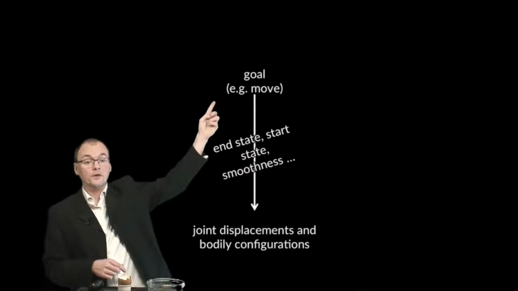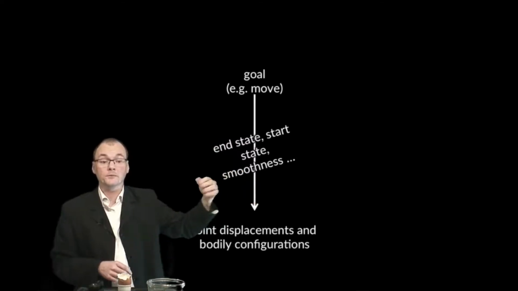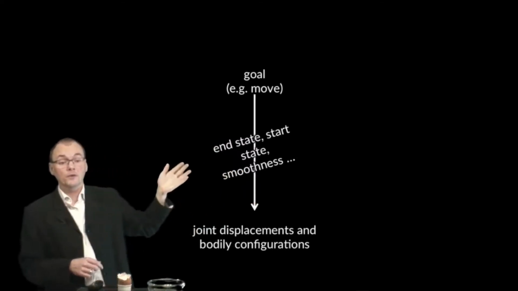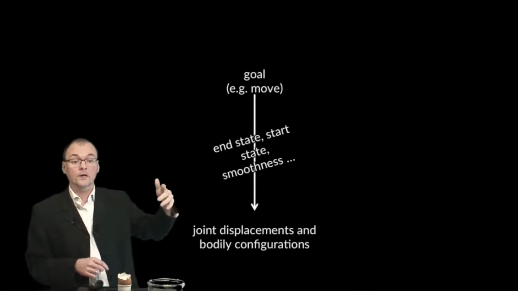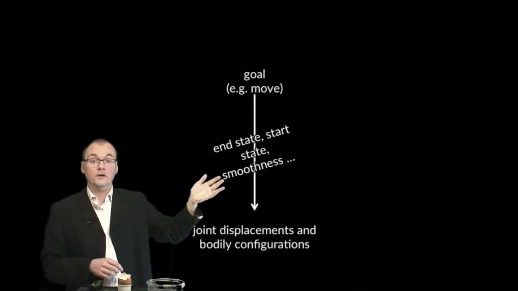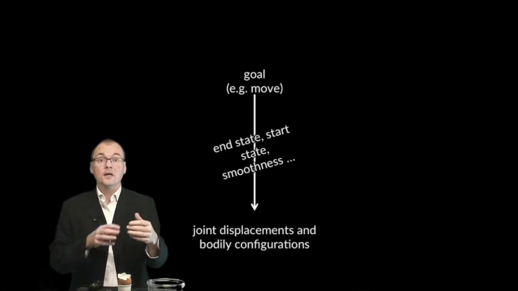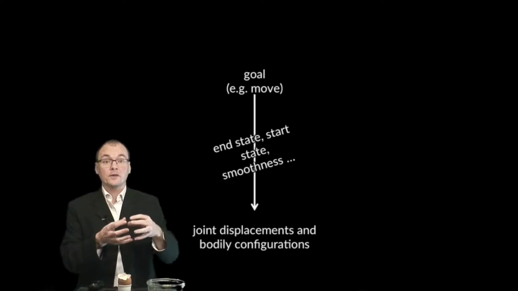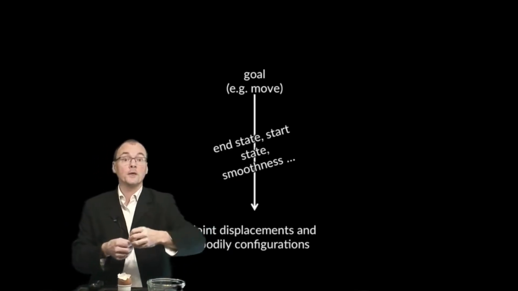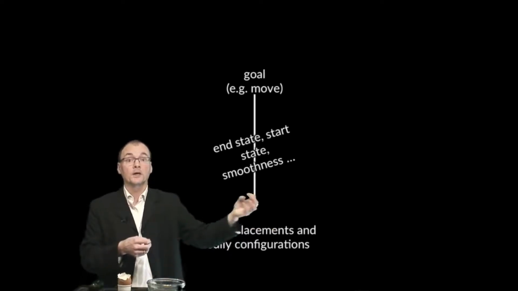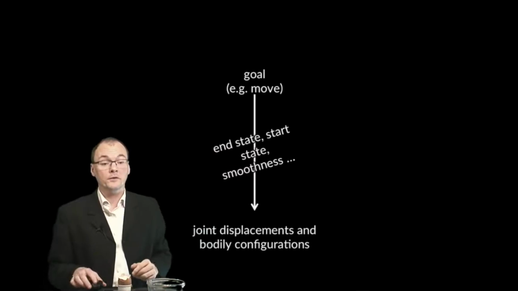What's represented motorically as some kind of goal, the movement of the egg from one place to another. On the way to computing how the joint displacements and bodily configurations should unfold, one needs to think about things like the starting state, where the egg is, where the hand is, where the end state is, and one needs to optimize for factors like smoothness, right? So you don't want a very jerky movement if you can avoid it. A lot of human action is incredibly, sublimely smooth. That's thanks, of course, to these motor processes.